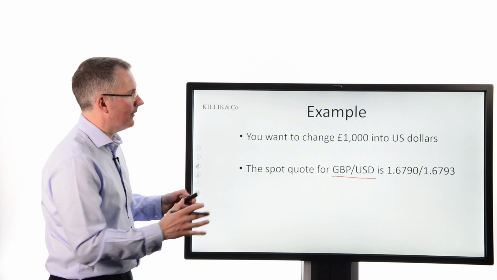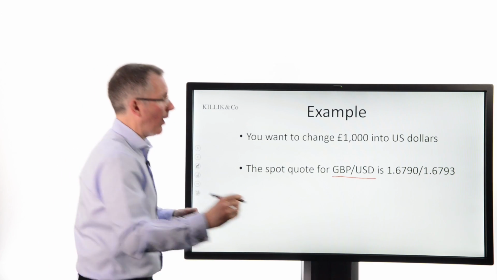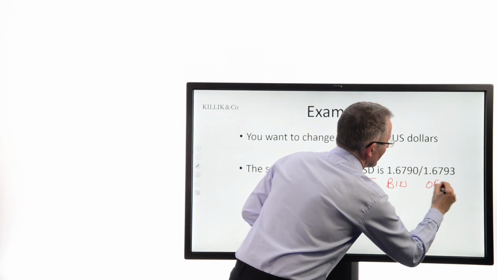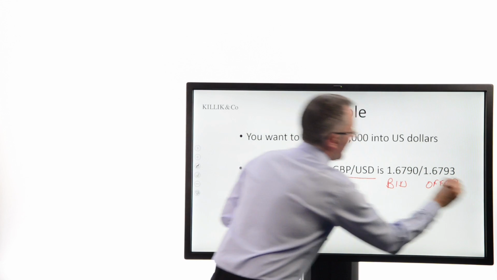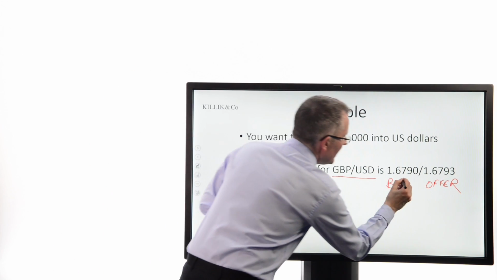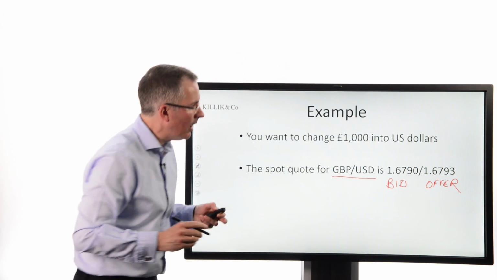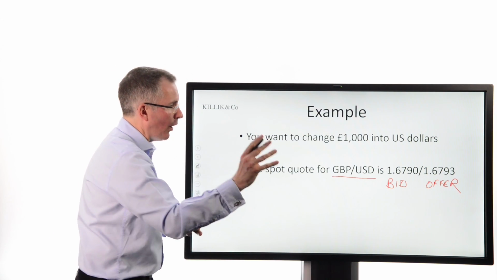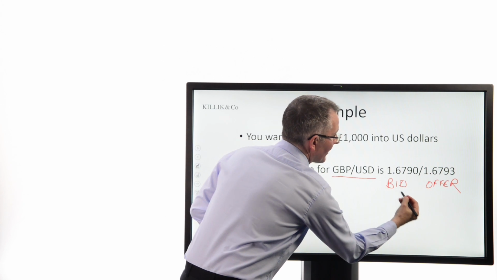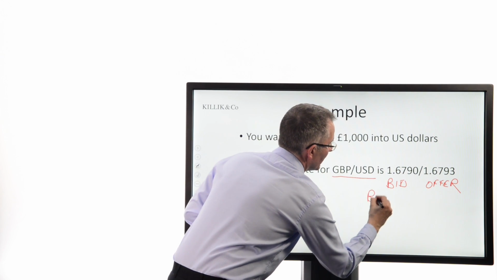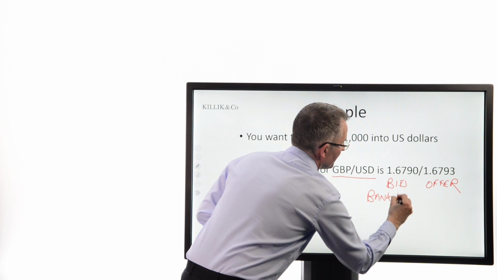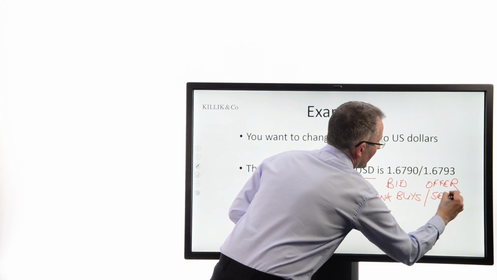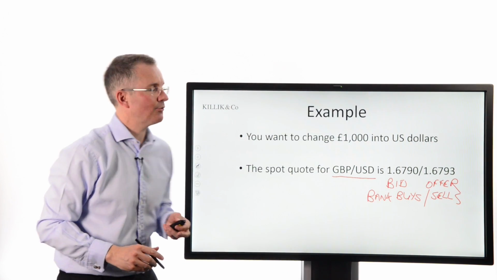Now what does this mean then? Do you want to change £1,000 into US dollars? Well, there's your bid price on the left. There's your offer price on the right. And there's an important thing to remember here. These are quotes, if you like, from the bank or currency service provider's perspective. So, out on the left-hand side of this quote, that's the rate at which the bank, if you're using a bank, buys sterling, and that's the price at which it sells sterling, literally offers it.